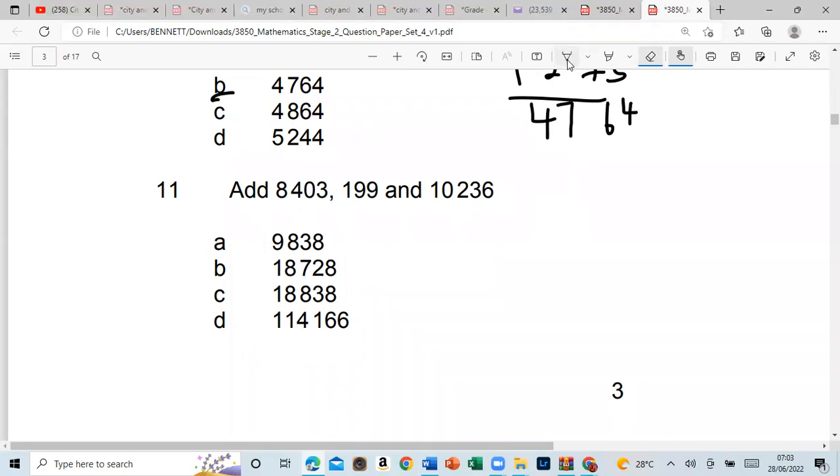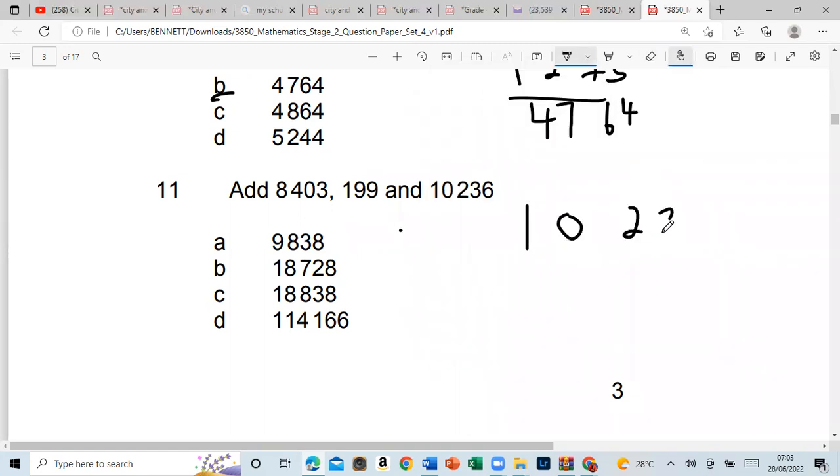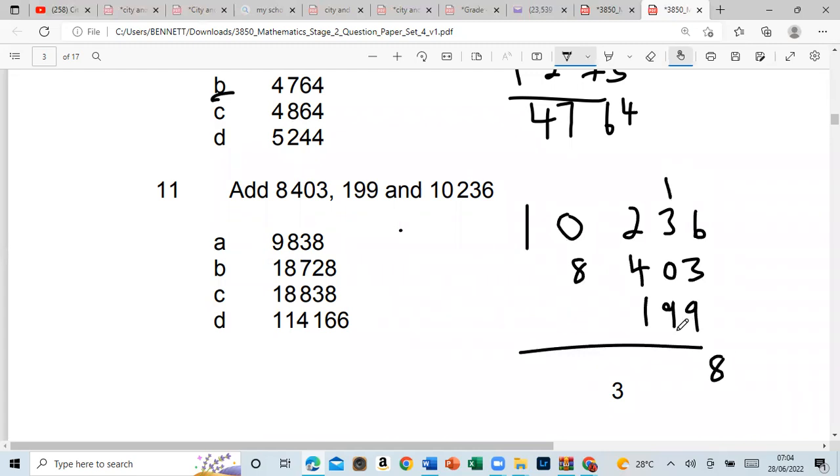Waste of time. All right, so the 10th one, plus 10,236. And then 8,403. All right, so 9 and 6, 15, and that 8. So 8 carry 1. 10 plus that 13, 3, 7, 8. So that's C, 18,838.